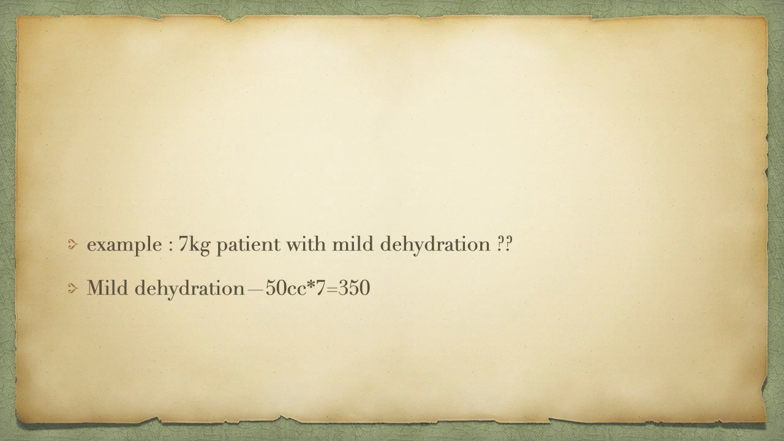Now, an example of how to calculate the deficit is a child whose weight is 7 kilograms and presented to you in the ER, and during examination you found signs of mild dehydration. As we said, a child with mild dehydration means that he lost 5% of body weight or the total fluids, which means that we have to multiply his weight by 50 cc. In our patient, it means 7 multiplied by 50, which equals 350 cc.